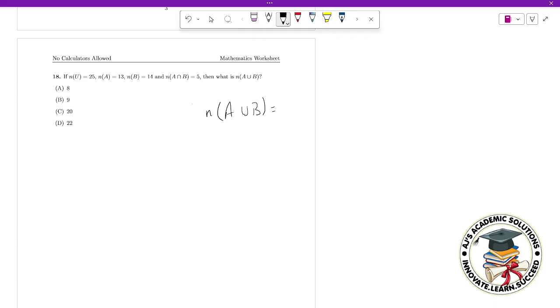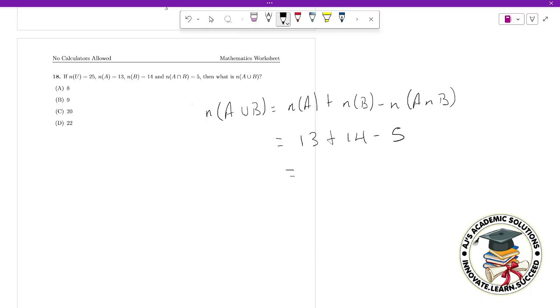In order to solve this, the number in A union B is going to be equal to the number in set A plus the number in set B minus the number in A intersect B. So what we're considering is the number in A and the number in B, and the intersection is what's shared between both of them. The number in A is 13, the number in B is 14, and what they share between themselves, the number in A intersect B, is 5.